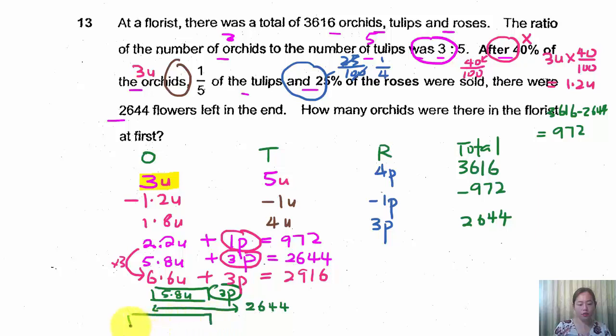6.6 units plus 3 parts is equal to 2916. So the difference here must be because of the difference in the unit.